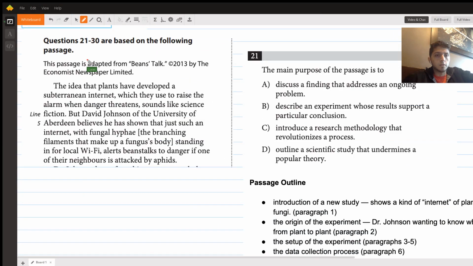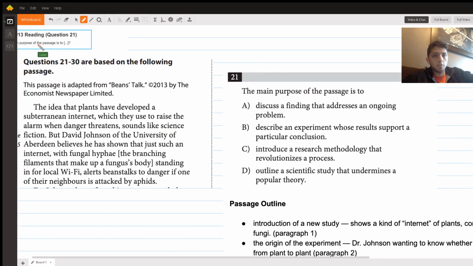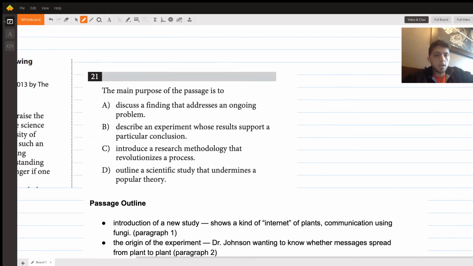Question 21. This is from the SAT 13, April 2018 international test. Let's jump in. The question says the main purpose of the passage is to, so it's a big picture question, and we're looking for main purpose.